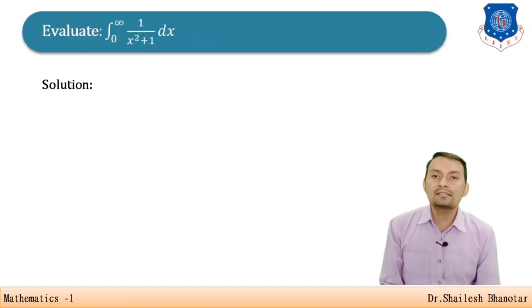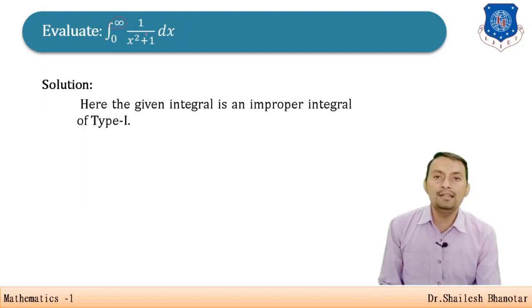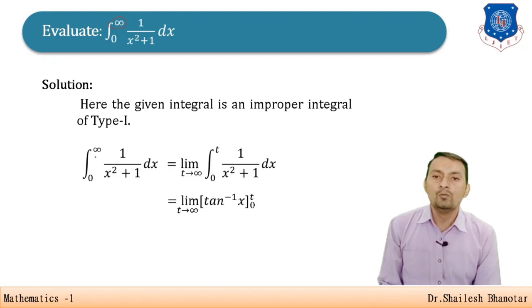Let us see the first example: the integral from 0 to infinity of 1 divided by x square plus 1. The upper limit is infinity, so we can say this is an improper integral of kind 1. Therefore, whenever we solve this kind of integral, we assume that infinity is replaced by a new constant t. So the limit as t tends to infinity of the integral from 0 to t of 1 divided by x square plus 1 dx.